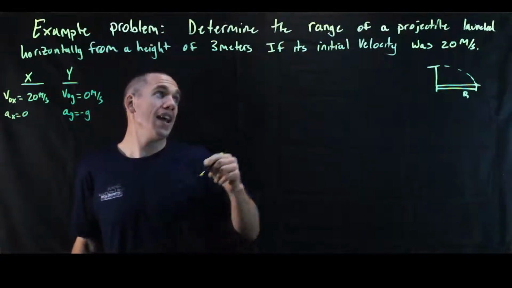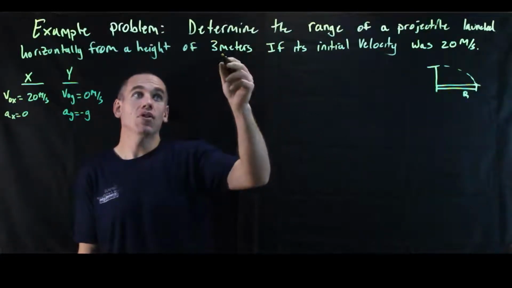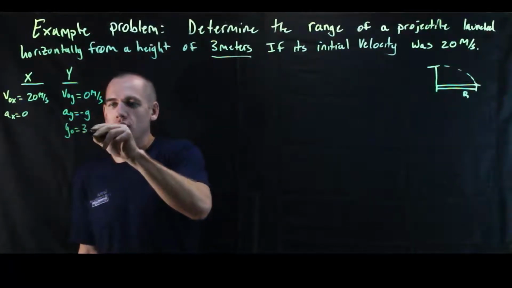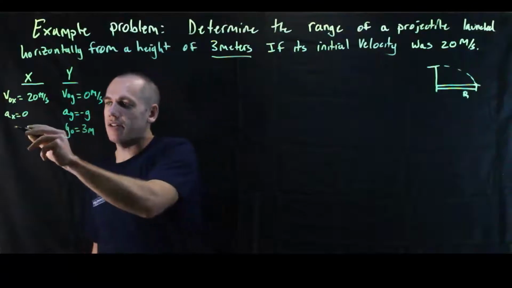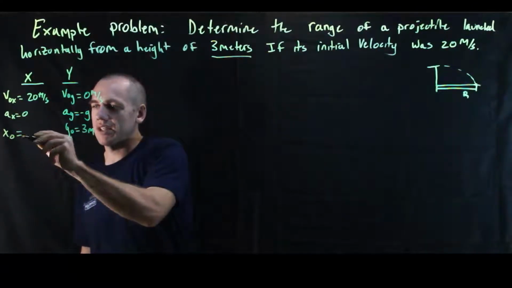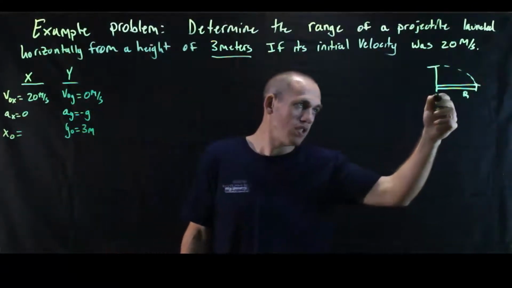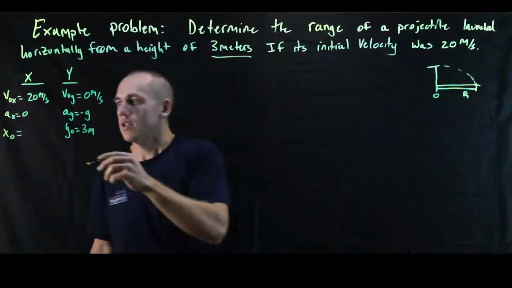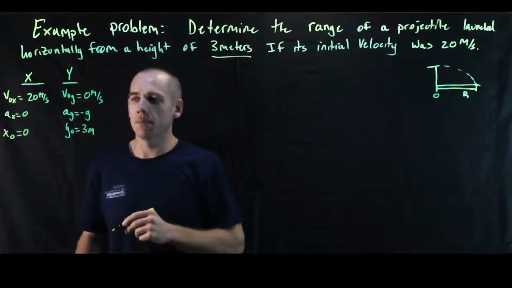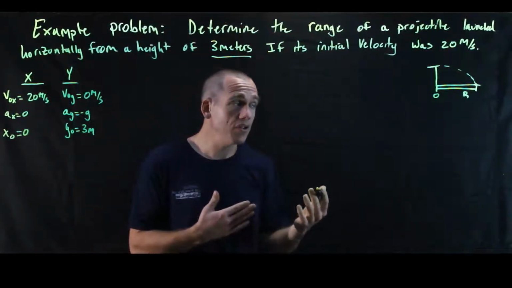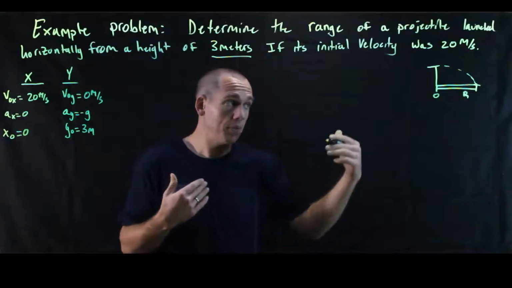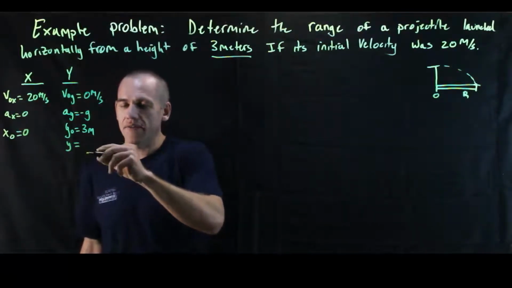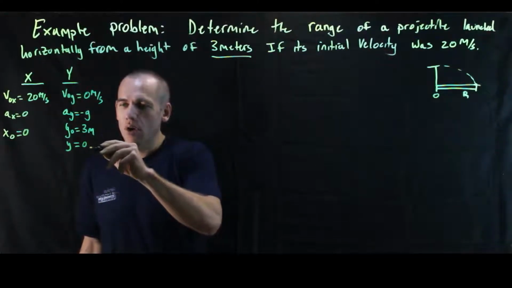I do know that it had an initial height. It was launched from a height of 3 meters. So its initial position is equal to 3 meters. And I also know its initial position horizontally, not because it was told, but because I'm going to assign it. I'm going to say its range is from where it was launched to where it landed, so I'm going to say it started at 0. So my initial position in the horizontal direction is 0. I also know that it will be at its maximum distance when it's on the ground. So I know its final position in y is 0 meters.